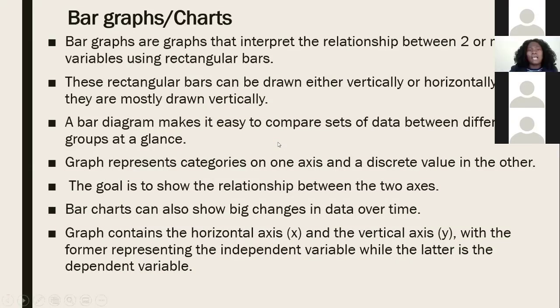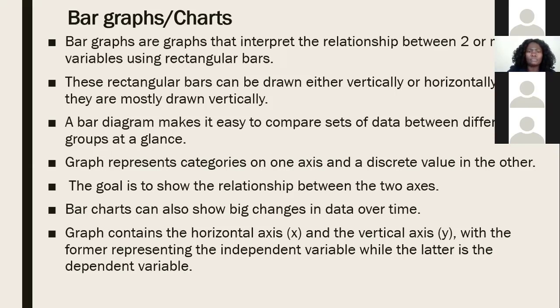These bar charts are graphs that interpret the relationship between two or more variables using the rectangular bars that you've just seen. They can be drawn either vertically or horizontally. The one that we have seen is vertical, and it is the most common one, but you can do it horizontally. It's all up to you as the presenter or researcher. The bar diagram makes it easy to compare sets of data between different groups at a glance.